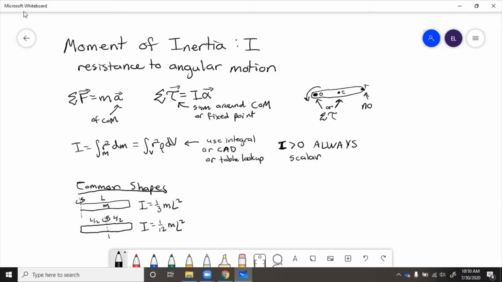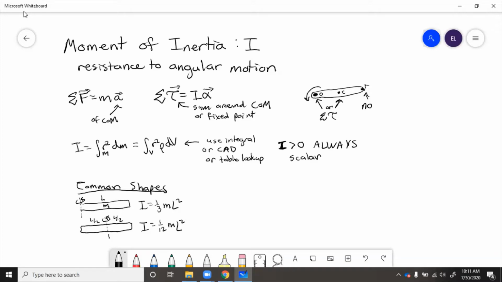So this is a rod, or it could even be a flat rectangle, because it's anything that's skinny, so that the length is a lot longer than how thick it is. So you notice L is the only dimension that shows up here.